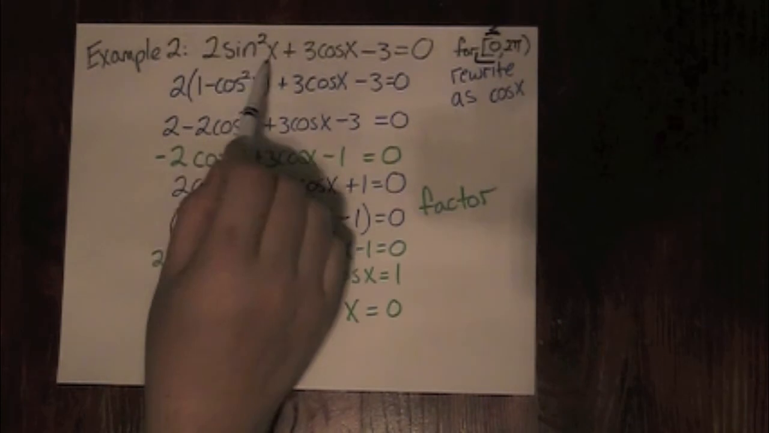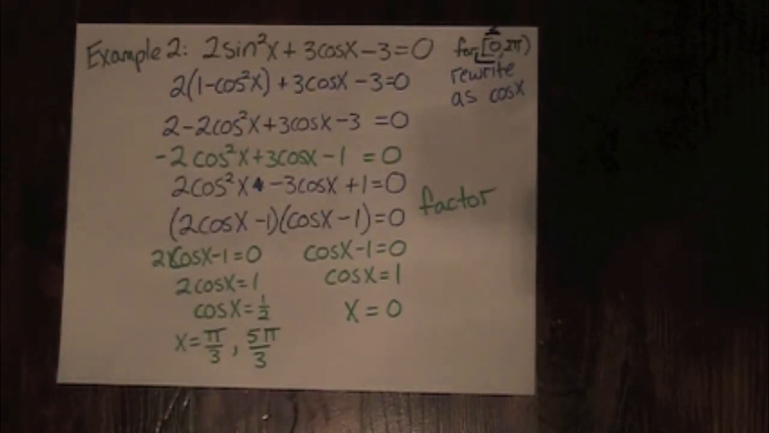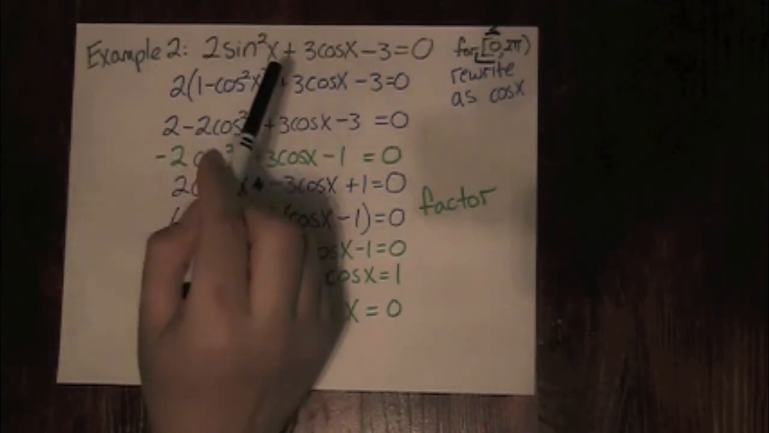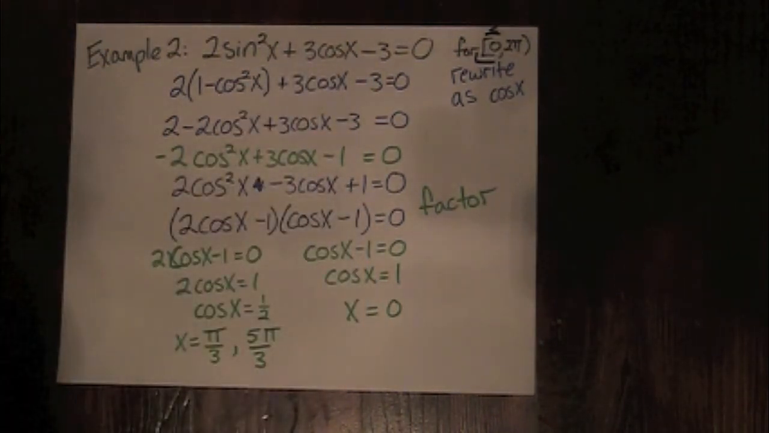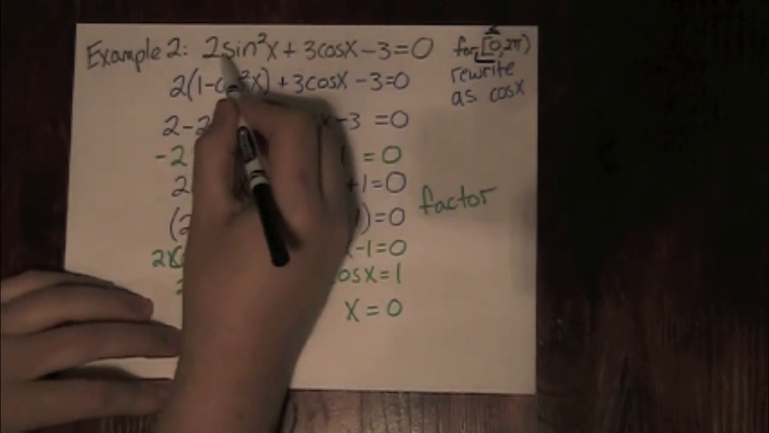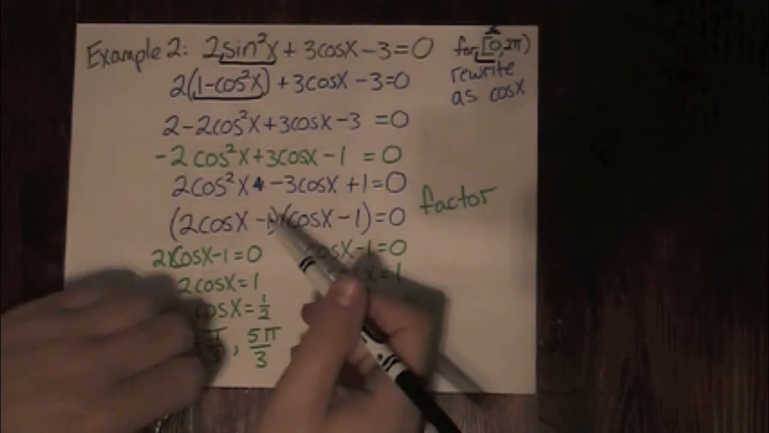Since we have both a sine squared and a cosine of x, I'd like to rewrite them both as the same function. I know how to get sine squared to cosine. I don't have a good way to get cosine to sine if it's not squared. So let's start off by converting sine squared of x into 1 minus cosine squared of x.